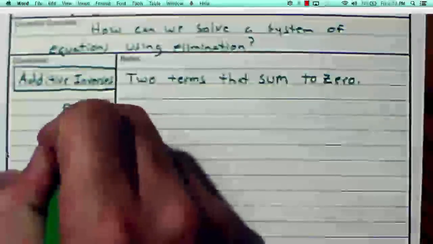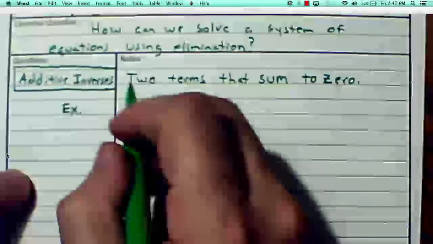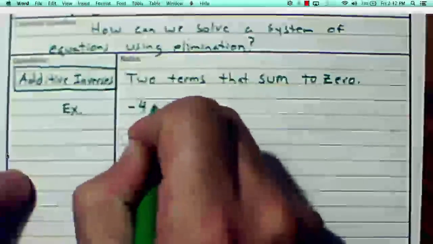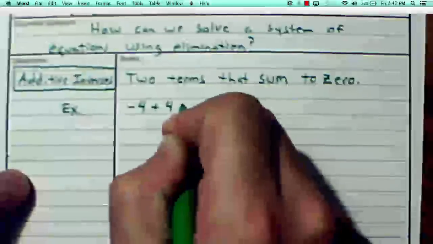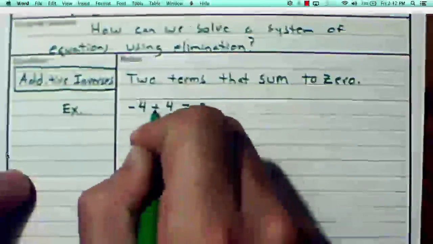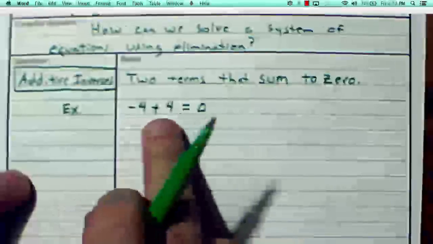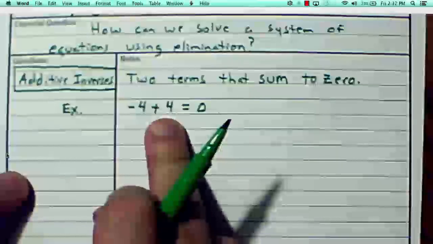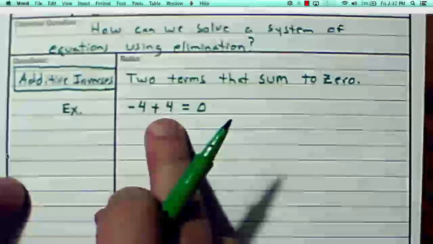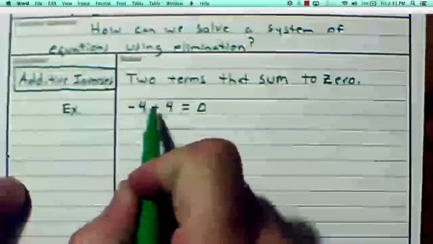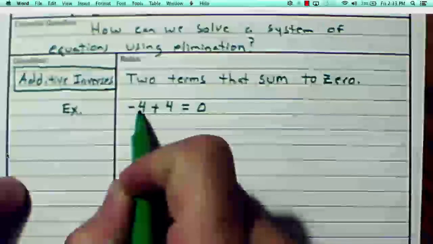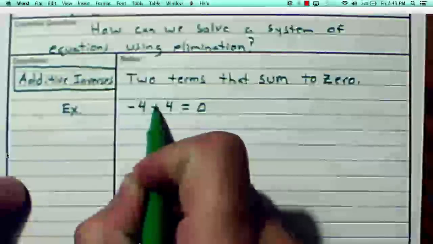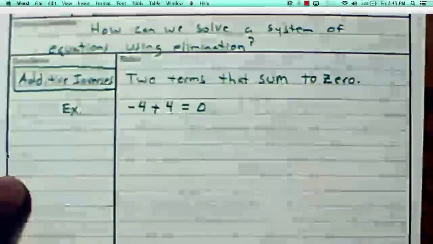Examples: -4 plus 4 sums to 0. Therefore, we say -4 and 4 are additive inverses. We often say opposites. They're the same absolute value, but they're opposite signed. Therefore, when we add them together, they make 0.